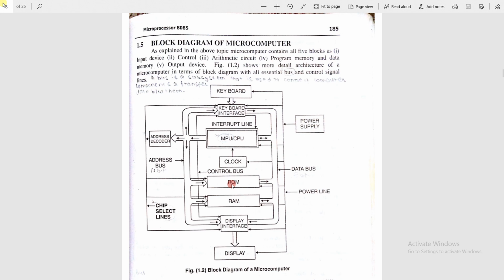After reading instructions from the ROM, it will send an instruction to the keyboard to start sending the input to the microprocessor for processing.